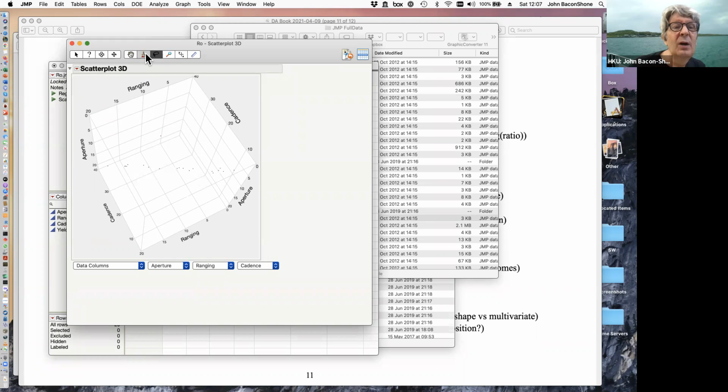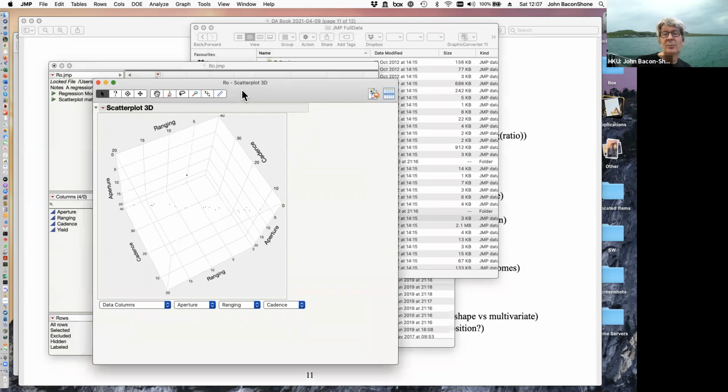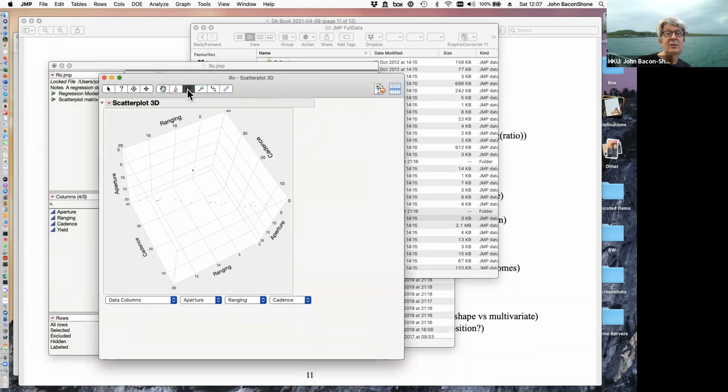hey, what's going on here? I want my lasso. Come on, JMP. I don't want that. I want my lasso. Okay, let's go back to my pointer. This data point here, which my JMP doesn't want to lasso, as it should.